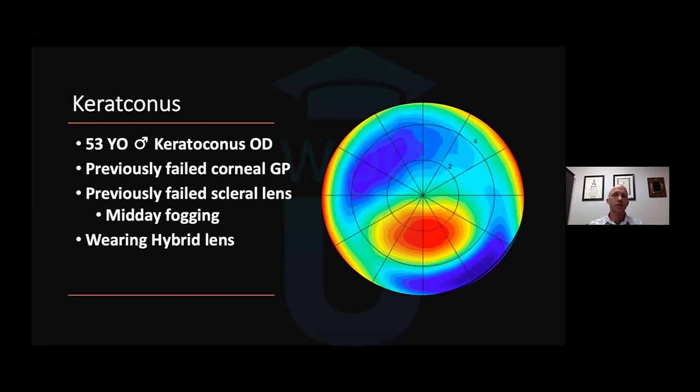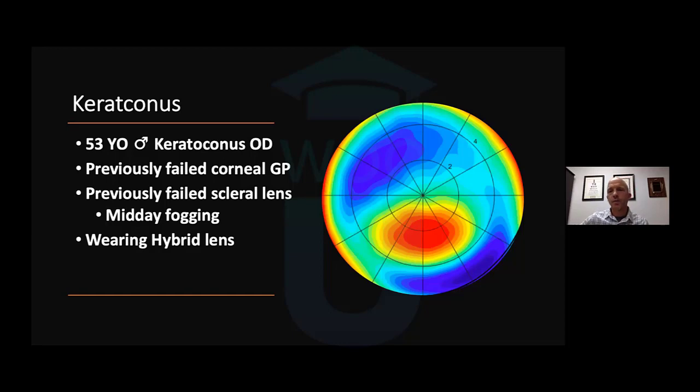This is a keratoconus patient that I inherited, a 53-year-old male who had previously failed in gas perm contact lenses. And then many years ago, I had actually fit him with scleral contact lenses, but he failed with scleral contact lenses. And the reason he failed was because he was getting severe midday fogging with the lenses. I mean, he would literally tell me that he would take his lenses out up to 30 times a day to rinse and refill them. And he did that because that was the only way that he could see.